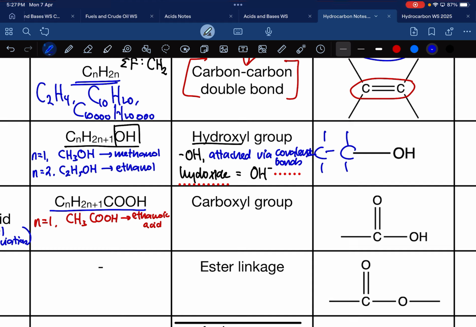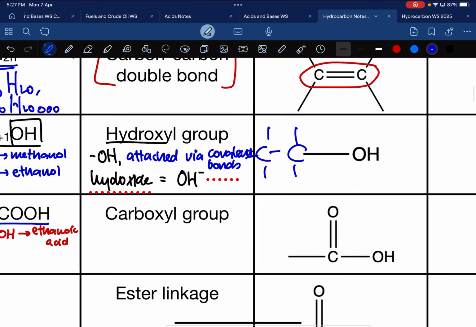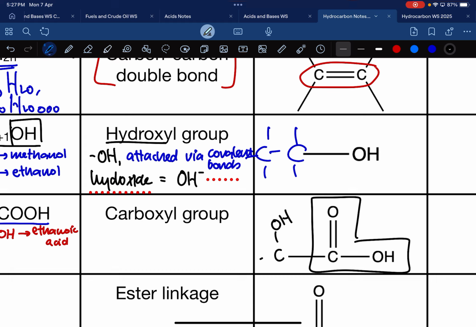Hydroxyl is OH, carboxyl is COOH. Let me point out something very important. Can I say that the carboxyl group contains a hydroxyl group? Possible? No. We cannot, I repeat, we cannot split it like this. It's not going to work that way. This group is one by itself. If I want to also possess some alcohol properties, I must have an OH separately here.